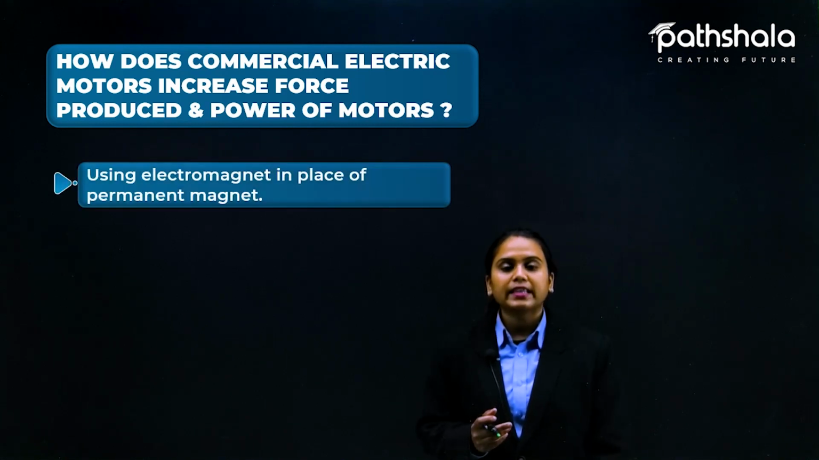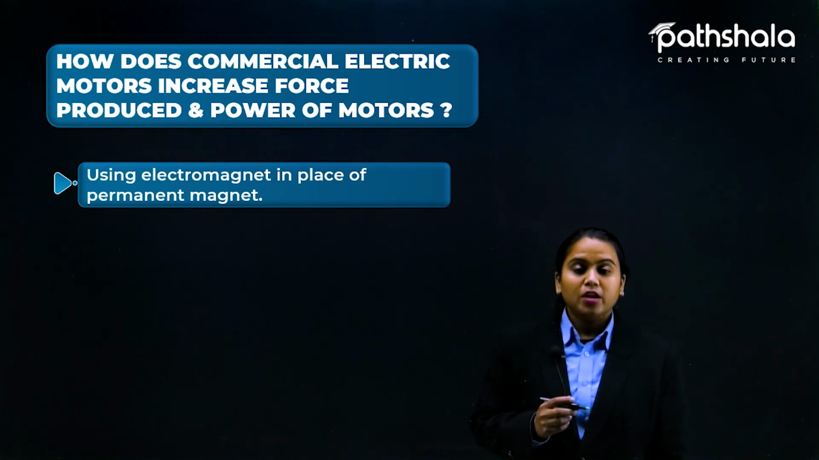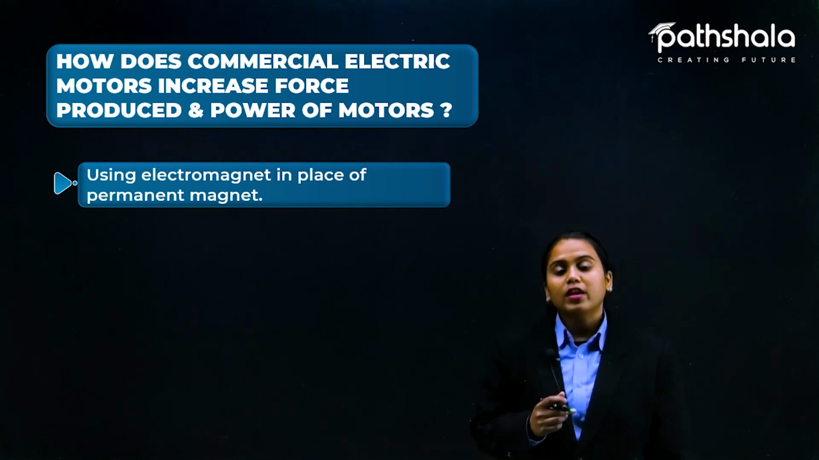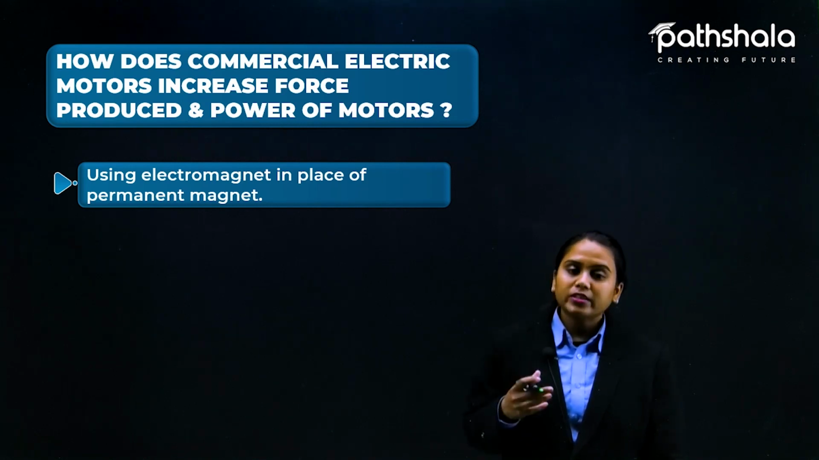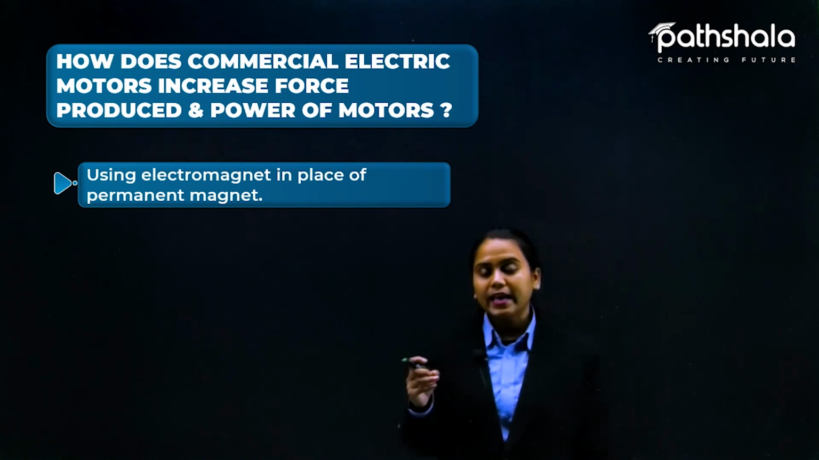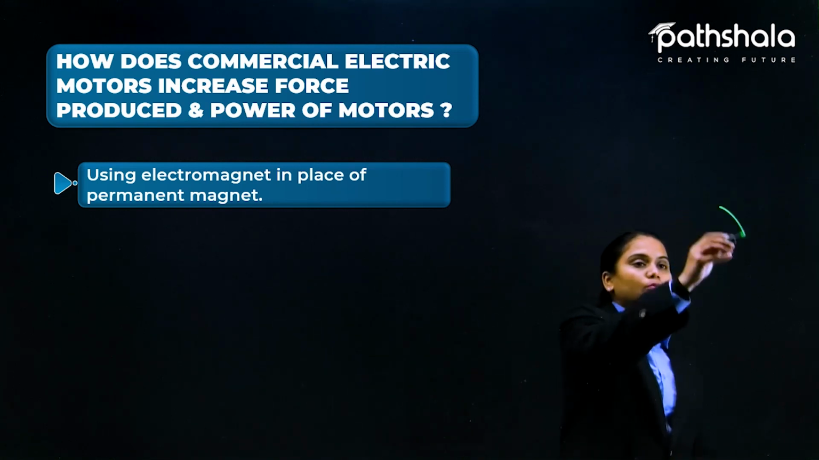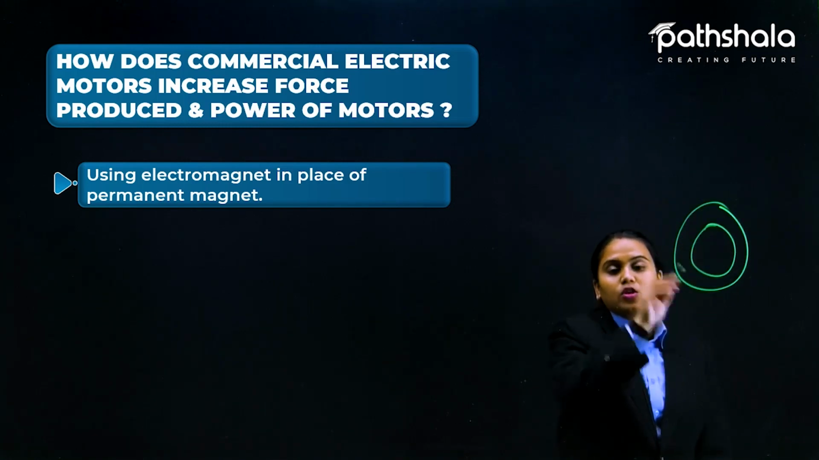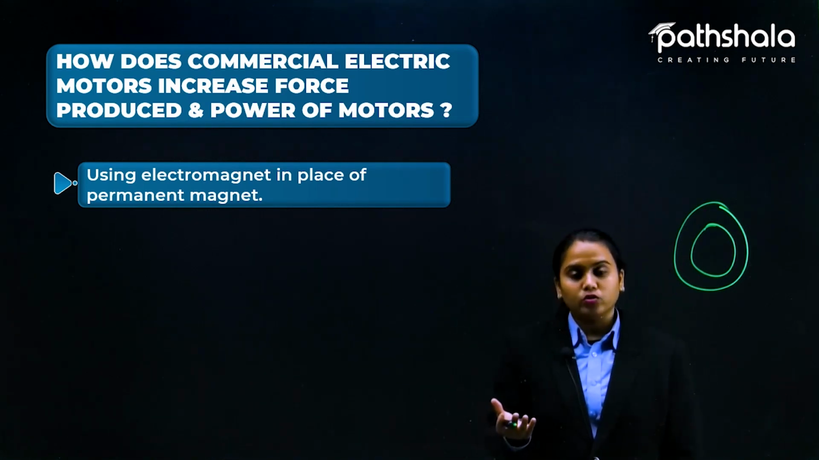Here are some basic things that we can do, using an electromagnet in place of a permanent magnet. When we use the horseshoe magnet, you know that there are north and south poles. Instead, we can use electromagnets, because electromagnets also generate a magnetic field. An electromagnet could also be round in shape, and inside it we can just put a coil. That produces a large amount of force, and that is used commercially.